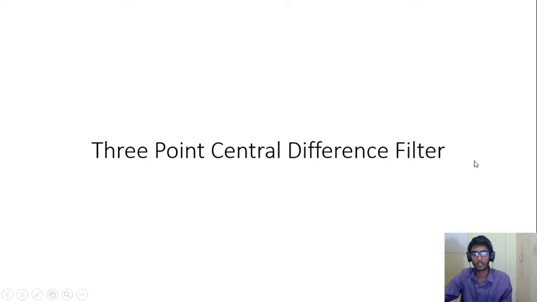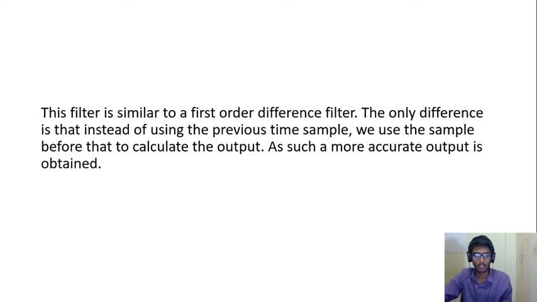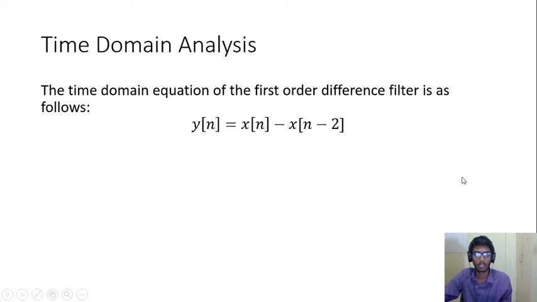Moving on, the 3-point central difference filter. This filter is very much similar to the first order difference filter. Here, instead of taking the previous time sample, we use the sample before that to calculate the output. As such, a more accurate output is obtained. Let us see what this means. The time domain analysis shows that the equation goes like y of n equals x of n minus x of n minus 2. Here, instead of x of n minus 1, we have replaced it with x of n minus 2. That is the only difference between the previous and this filter, but there are a lot of differences in the output obtained.